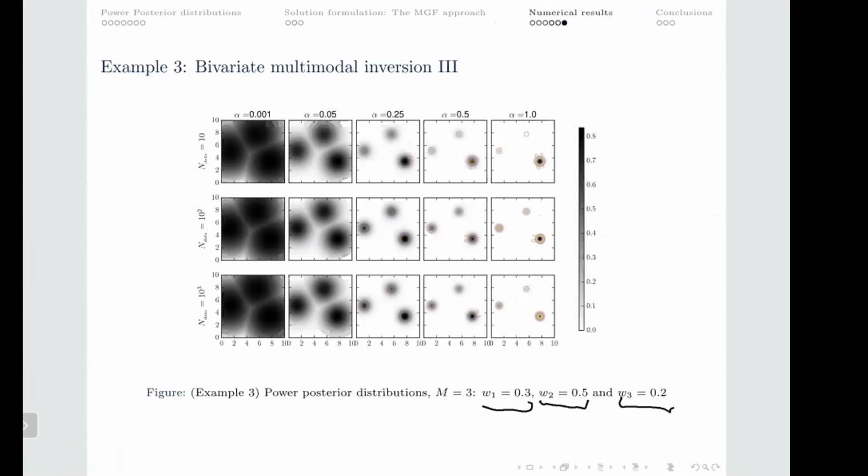So we know that, for example, if you are doing multimodal inversion, depending on your data set, on the size of your data set, you can invert to some or all of the points. So here we have only 3, so we can see the evolution of the power posterior distribution with respect to alpha, but also we can see how it changes with respect to the data size.